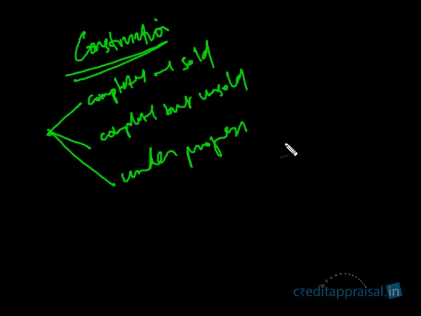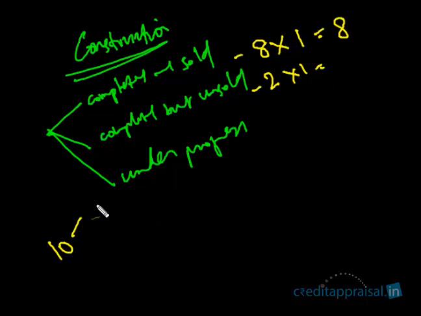So the cost in the first category, completed and sold, these are 8 flats. Actually 10 flats are completed, right? After this 8 were sold. Completed and sold was 8 at the rate of 1 crore is the cost of construction for each villa. So this is 8. Completed but unsold is 2 into 1. So two villas were completed. Out of those 10, 8 were sold and 2 were unsold. So for these 2, the cost of construction is 2 into 1, because 1 crore is the cost of construction of each villa.